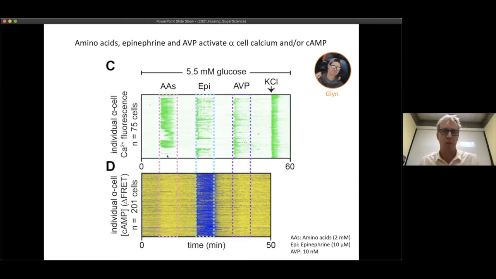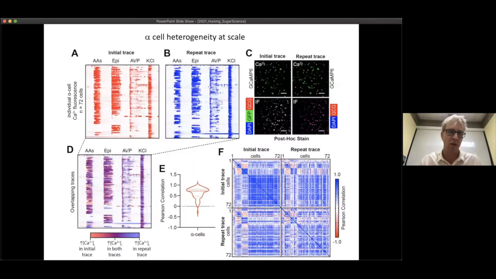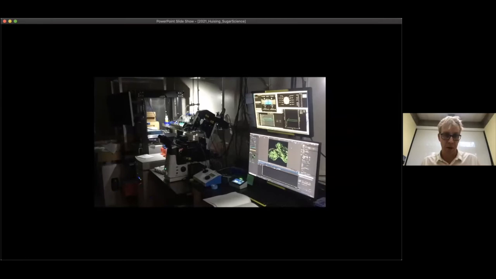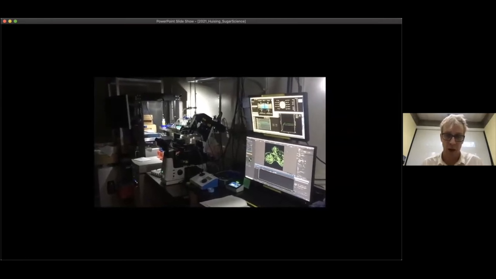And what Glenn then did, among many other things that I'm not going to go into, is he basically did a very similar trace, back-to-back the same protocol, to demonstrate that this is not some kind of random stochastic event. If you stimulate the same set of alpha cells twice with the same protocol, 3 hours apart, the same cells that did not respond the first time around to, say, amino acids or epinephrine continue to not respond a few hours later, meaning that there is at least some stability to the heterogeneity, and it's probably underlying some biology.